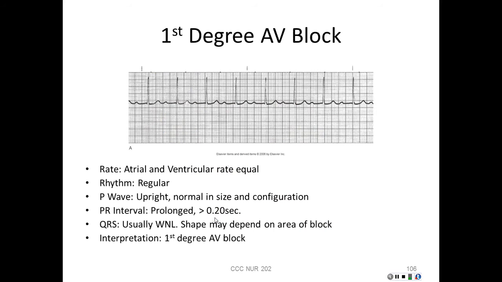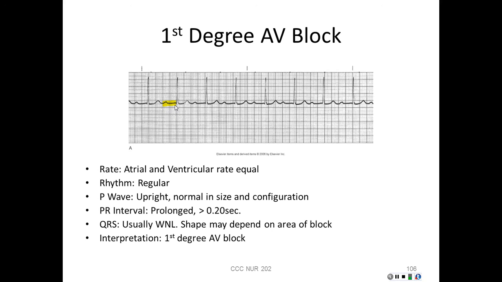First degree AV block is basically where you have a PR interval that's greater than 0.20 seconds. If we look at this PR interval, we're going to go where the PR interval starts, and we're going to go to the beginning of the QRS. If we look at this PR interval, we're looking at about 1, 2, 3, 4, 5, 6, 7, 8, 9, somewhere between 9 and 10 small blocks.